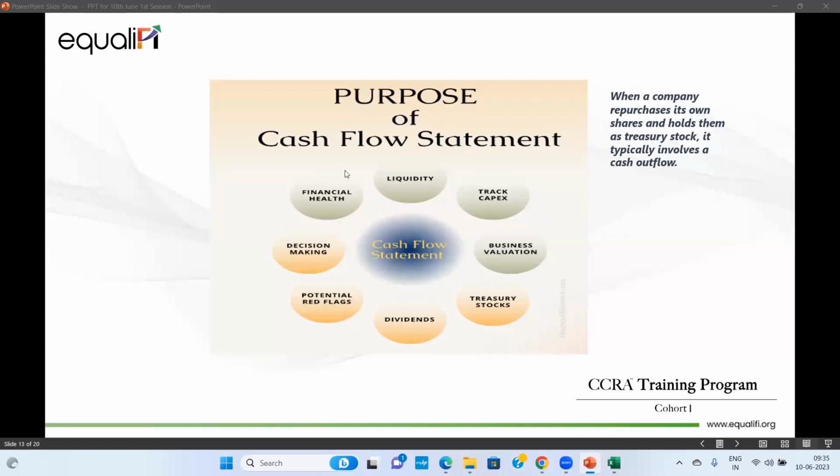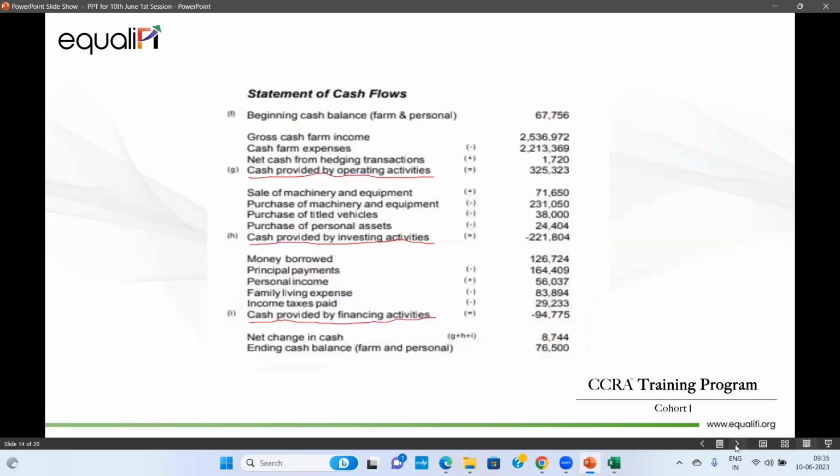Okay. And it gives us the overall financial health of the company. Now look at this cash flow statement carefully. Arvind, this will answer your query: what kind of expense will come under what head in the cash flow.